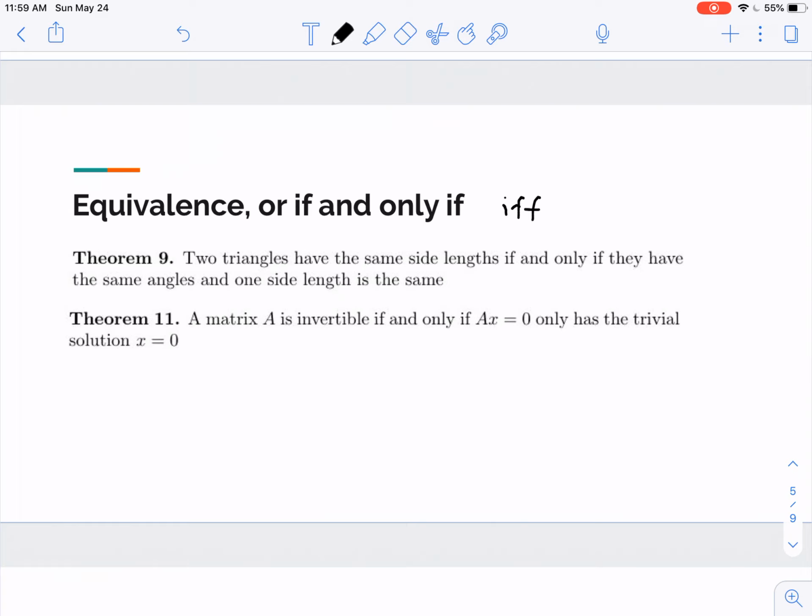So the first one, again from geometry, is: two triangles have the same side lengths if and only if they have the same angles and one side length is the same. So that means that these two conditions are the same. If two triangles have the same side lengths, then they have the same angles and one same side length. Or if two triangles have the same angles with one same side length, then that means all three of their side lengths are the same. Anytime you can say one of these things about triangles, the other one is immediately true.